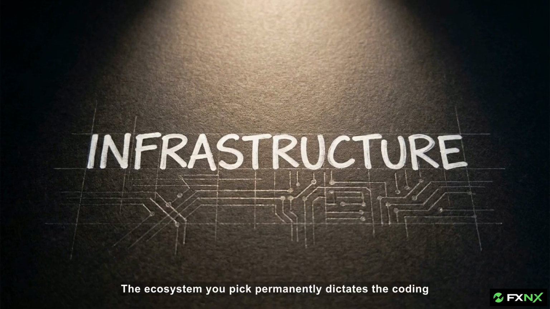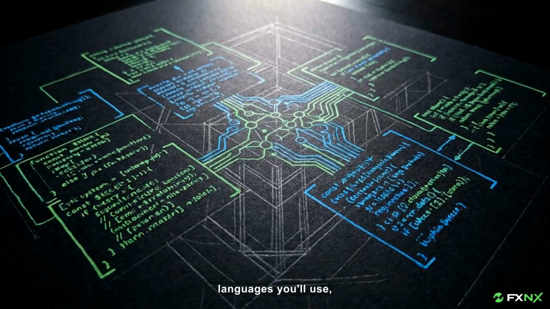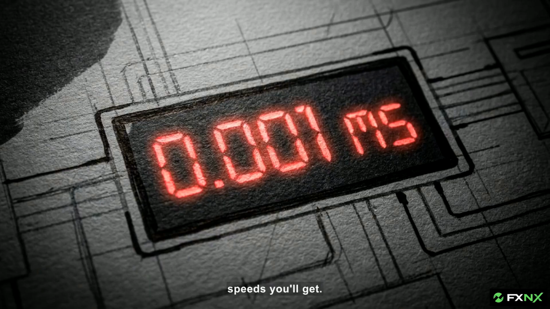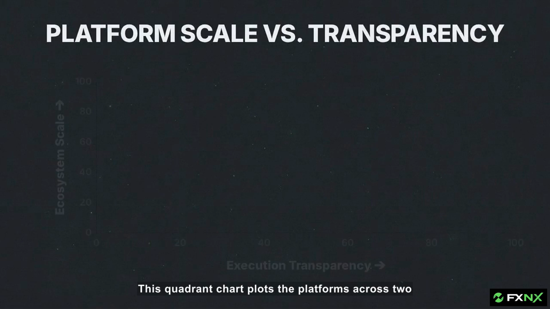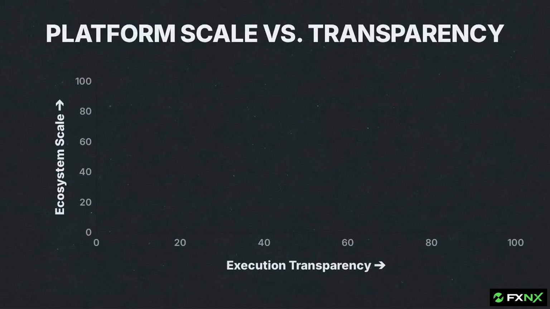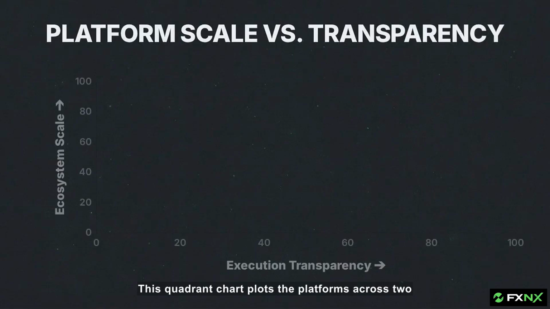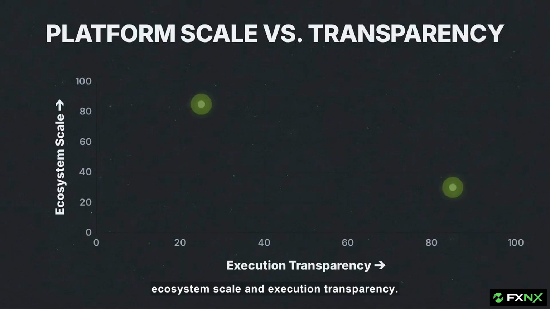The ecosystem you pick permanently dictates the coding languages you'll use, the brokers you can access, and the execution speeds you'll get. We are skipping over the basic indicators today to look strictly at the core DNA of the two heavyweights, MT5 and cTrader. This quadrant chart plots the platforms across two axes, ecosystem scale and execution transparency.